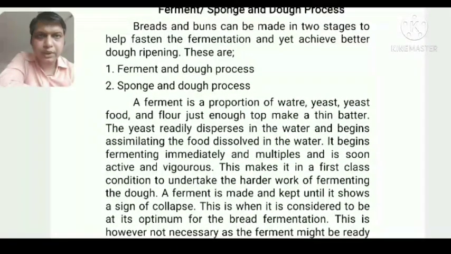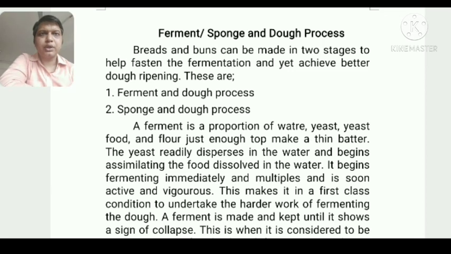So we will discuss this: what is the ferment and dough process, and the sponge and dough process. The ferment and dough process is a process in which we make the fermentation separately in a different container and the dough is made in a different container. This is also known as the fly ferment process.